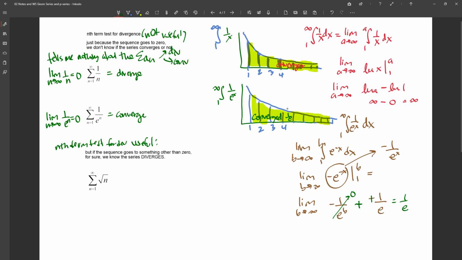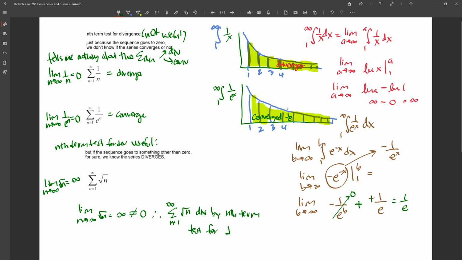Okay, so if I took the limit of this as n goes to infinity of the square root of n, what do I get? Infinity, right? Okay, well, if the limit as n goes to infinity of the square root of n is equal to infinity, then what I know about the series, this number is not equal to 0. So therefore, this series, the square root of n from n equals 1 to infinity, diverges by the nth term test for divergence. And hopefully that made it a little bit more clear to you.